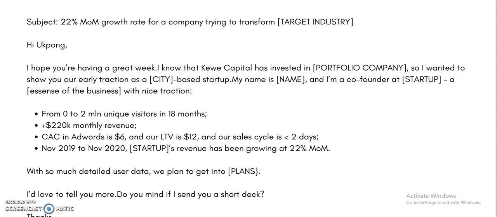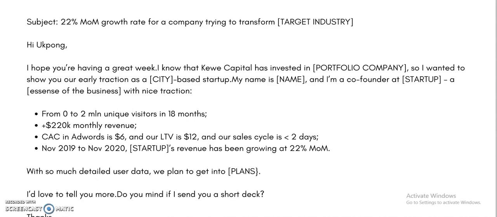All right. So let's look at this. And the first bullet point is 0 to 2 million unique visitors in 18 months. Beautiful. And then $220,000 US dollars in monthly revenue. CAC in AdWords is $6 and LTV is $12, and our sales cycle is less than 2 days. So in less than 2 days, we make a sale after spending XYZ amount on ads. From November 2019 to November 2020, Employed Africa's revenue has been growing by 22% month on month. So you get the picture. So the traction is provided in bullet points so that it's easy to read.